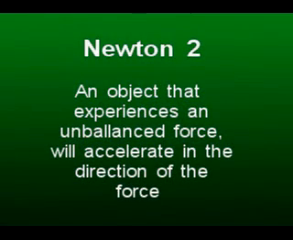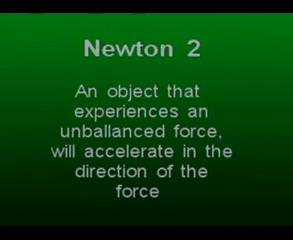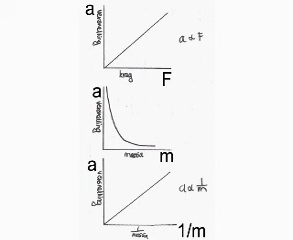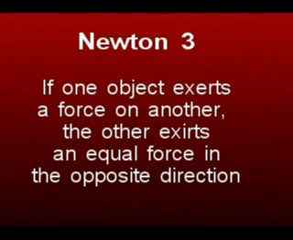Newton's second law of movement says that an object experiencing an unbalanced force will accelerate in the direction of the force. This law states certain proportionalities. Acceleration is directly proportional to force, inversely proportional to mass, and directly proportional to 1 over mass. Newton's third law of movement says that if one object exerts a force on another, the other exerts an equally large force in the opposite direction.